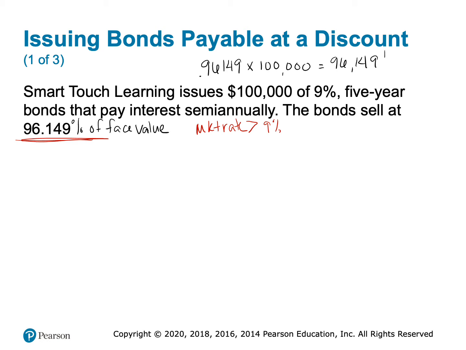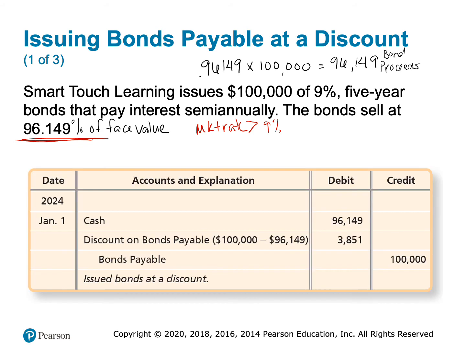So when I do my journal entry, I'm going to debit cash for $96,149. These are the bond proceeds, is what we call this, but you can think of it as the cash that I receive. So I'm going to debit cash for $96,149, but I'm going to credit bonds payable for $100,000 because that's how much I have to pay back at maturity. So the difference is a debit to an account called discount on bonds payable. This is the amount that I gave up in order to be able to sell this bond because I need money, and so $96,000 is better than zero. I'll give up $3,800 in order to be able to borrow $96,000.